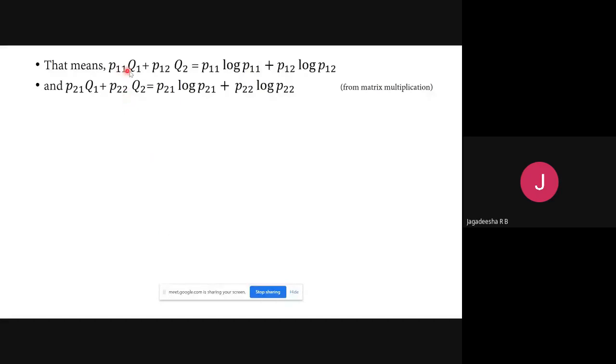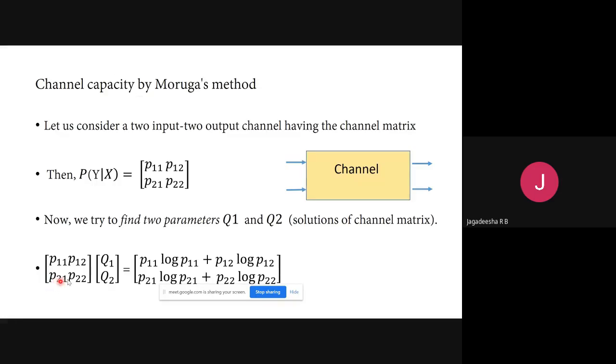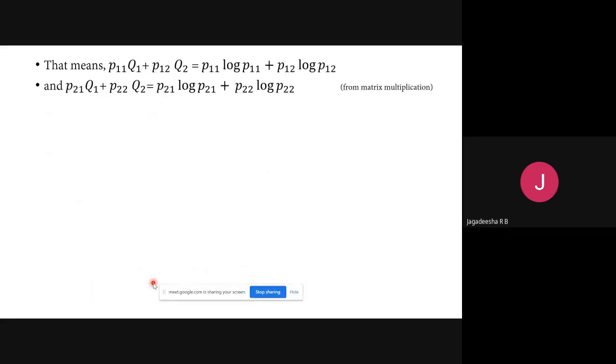The first relation here, P11 multiply Q1, P12 multiply Q2, that's equal to the first row on the right hand side. And then talking about the second line here, P21 multiply Q1 plus P22 multiply Q2. That is from this. P21 multiply Q1 and P22 multiply Q2 will be equal to this second row in the right hand side of this matrix, right? This is basically from the matrix multiplication.